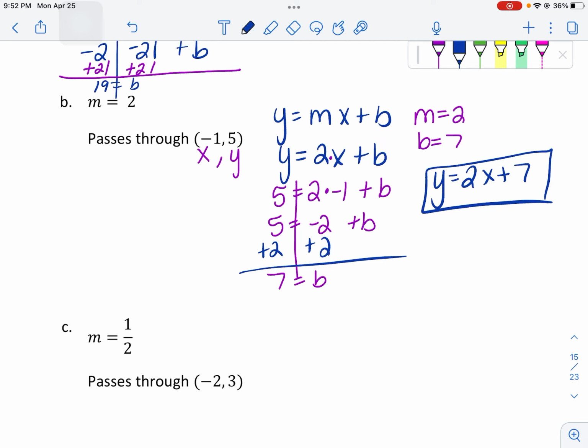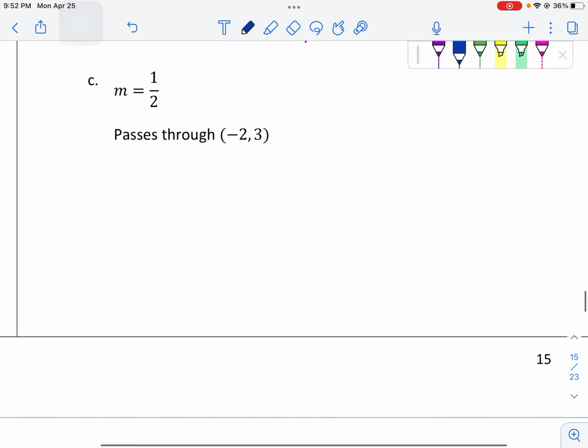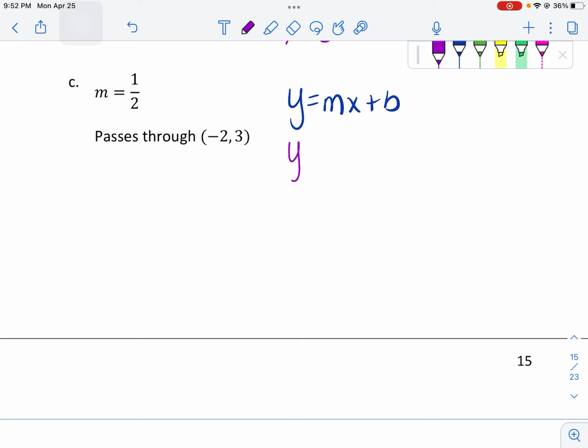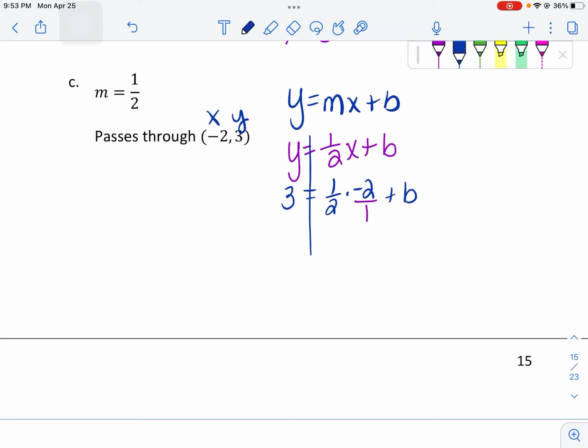Okay, and then we have one more example. It includes a fraction, but it's the same idea. We start with our equation, y equals mx plus b. I have m is 1/2, so I'm going to do y equals 1/2 x plus b. And then I have my xy coordinate. It always goes in alphabetical order, so x, y. So I'm going to put 3 in for the y spot. And then it's going to be 1/2 times -2, and then plus b. I have to remember when I multiply a fraction times a whole number, I put that whole number over 1. And then I'm going to multiply across.